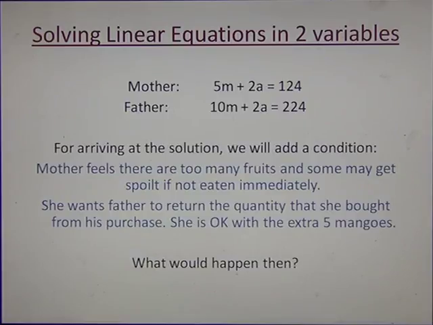So for arriving at the solution, we will add another condition that mother feels that there are too many fruits and some fruits might get spoiled if they are not eaten immediately, and she wants father to return the quantity that she bought from his purchase. So can you think and check what would happen?